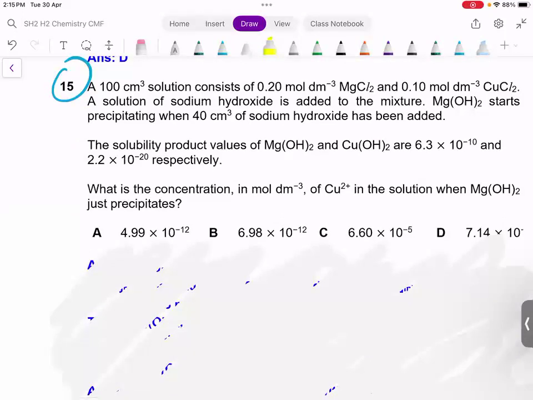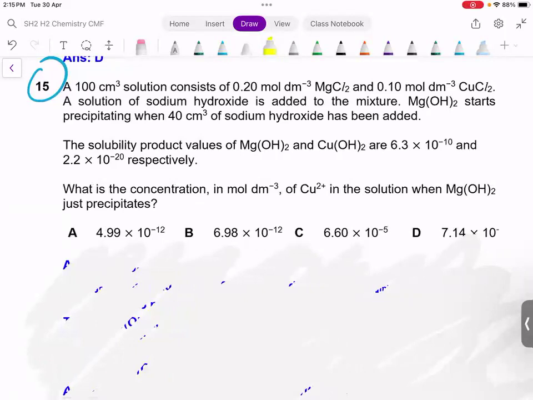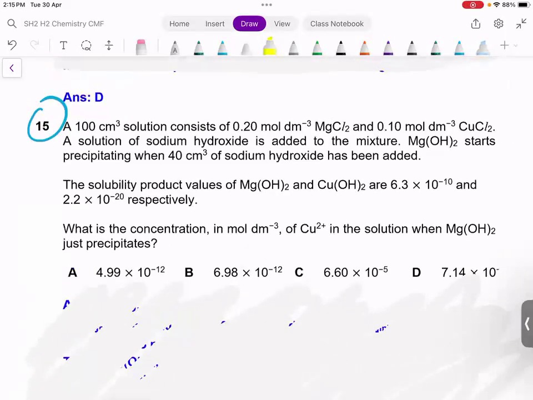15. Okay, so in this case, first of all, you are doing selective precipitation. Are you able to recognize that this is related to selective precipitation? Do you know why it is selective precipitation? There is a mixture of 2 cations. In the same solution, you have magnesium 2 plus and copper 2 plus swimming around in the same space. Then you are adding sodium hydroxide bit by bit until a total of 40 cm cube is added.